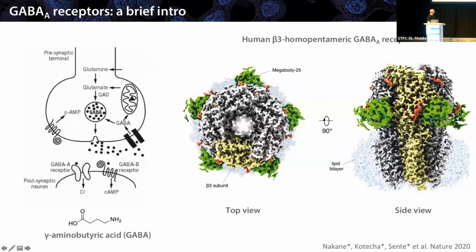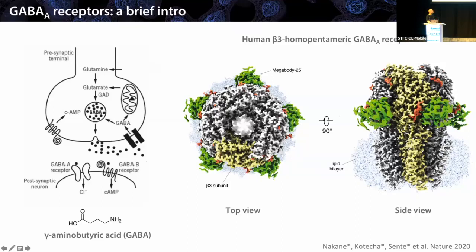So on the right-hand side, you can see the structure of a prototypical GABA receptor. This is a 1.7 angstrom reconstruction that we've done in collaboration with Takanori Nakane from Shoes Sherry's lab, Abhey Kotecha from Thermo Fisher, and other collaborators at the LMB and internationally. And this here is a beta-3 homopentameric receptor, meaning it has 5 identical beta subunits. One of them is colored here in yellow. This is a top view from the synapse. And on the right-hand side, you can see a side view.